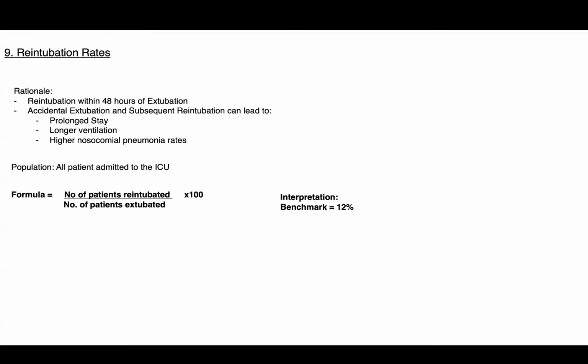Then coming to reintubation rates. The rationale is reintubation within 48 hours of extubation. Accidental extubation and subsequent reintubation can lead to prolonged stay, longer ventilation, and higher nosocomial pneumonia rates. It includes all patients admitted to the ICU. The formula goes by the number of patients reintubated by the number of patients extubated into 100, and the general benchmark is around 12%.